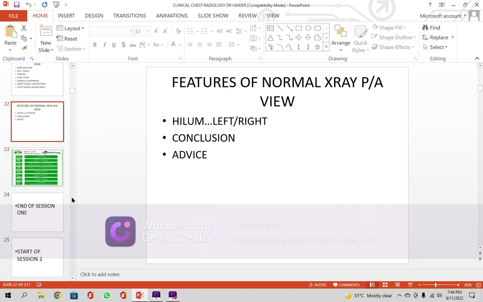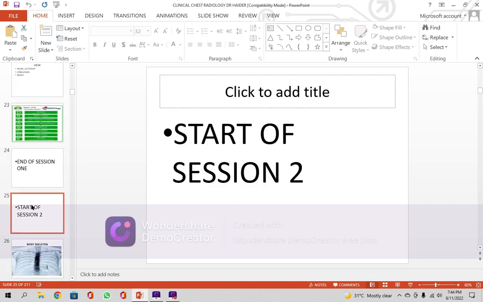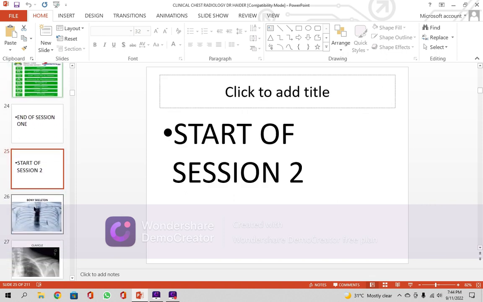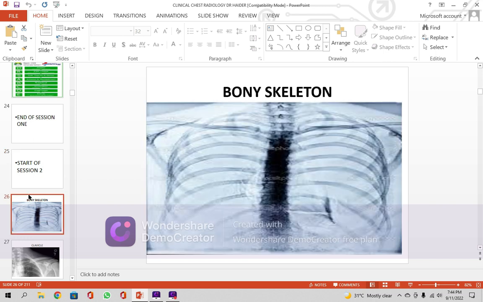So now we start the session on the protocol, how to read it. First of all, the bony skeleton. What you want to see in the bony skeleton is that the rib cage should be examined. Now the rib counting should be done like this. This is the first rib, this is the second rib, this is the third rib, this is the fourth rib, fifth, sixth, seventh. Between the first rib and the second rib, first intercostal space, second intercostal, third intercostal, fourth intercostal, fifth intercostal.